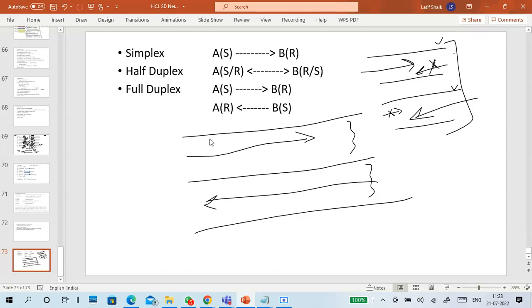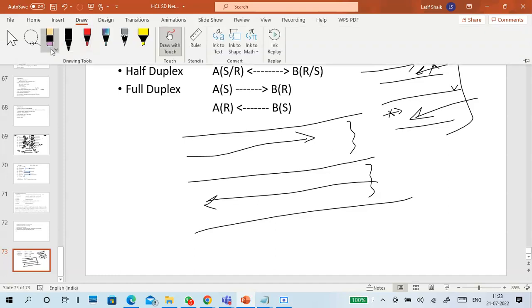This is half duplex. What is half duplex? Half duplex is, I will remove all these things.